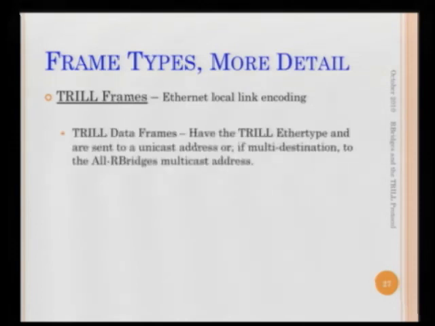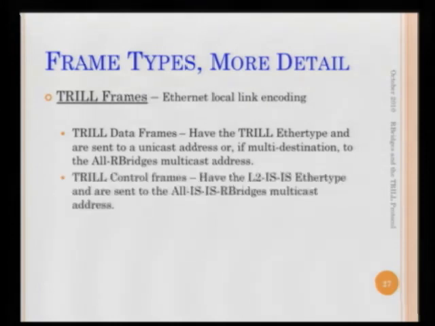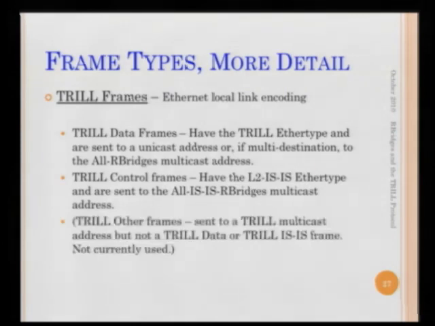So actually, in a little more detail, TRILL frames are ones that have the TRILL ether type. And as I say, they're either unicast addressed or sent to the all-RBridges multicast address. Or the control frames, which have the layer 2 IS-IS ether type, they're always sent to the all-IS-IS-RBridges multicast address. And actually there are some other things that are classified as TRILL frames because there's a whole block of multicast addresses reserved for TRILL. These other frames are not yet used. They're available for extensions to the TRILL protocol.